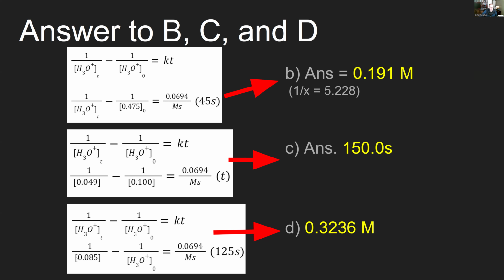And then the last problem, once again, plugging in the values, you have the initial concentration of the H3O plus ion as the blank that we're trying to solve for. And the answer that you should have received is 0.3236 molarity. Once again, if any of mine seem to be off from your answers because I might have had some type of typo, please let me know, or it might be something that we need to go over to make sure you've been calculating it correctly.